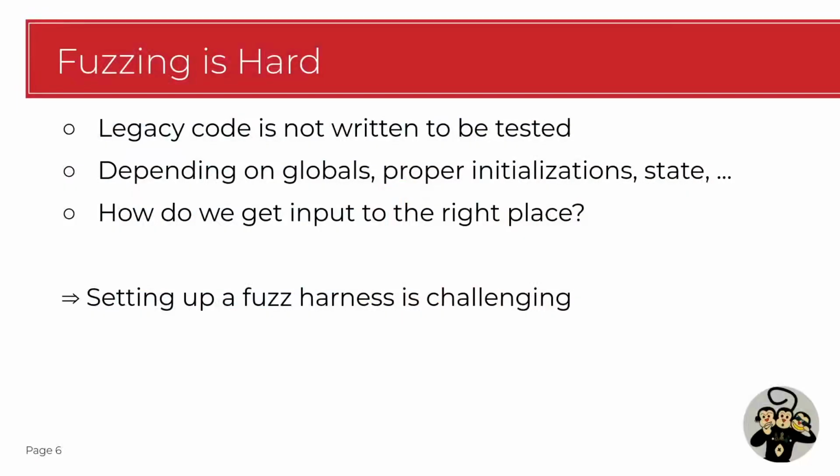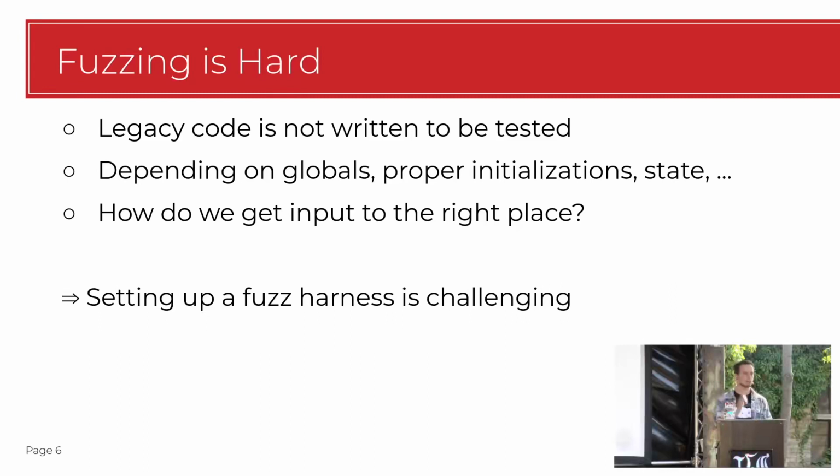Well, lots of code is legacy code. Legacy code is not written to be tested. It's pretty hard to test. It depends on all kinds of things like globals, non-initialized values that are hard to fuzz and all those things. And also it's sometimes really hard to get the right input in the right position. So yeah, it's pretty hard to set up a fuzzing harness.